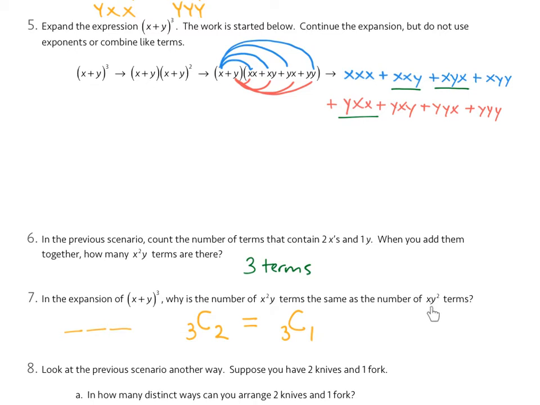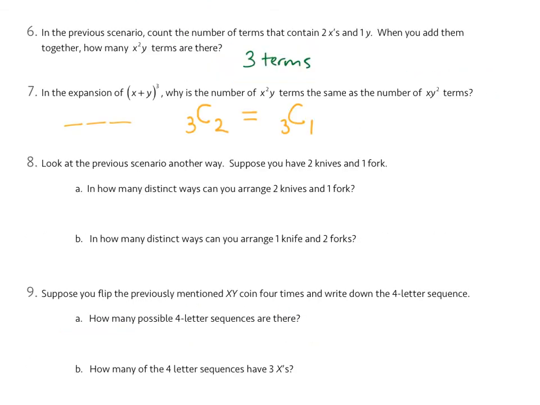If you want to make an x y squared term, it's the same concept. You can either think about it as having 3 letters to place, and you want to choose 2 y's, or you have 3 letters to place, and you want to choose 1 x. We can see up here that there are 3 x squared y terms, and there are 3 x y squared terms. Number 8. Look at the previous scenario another way.